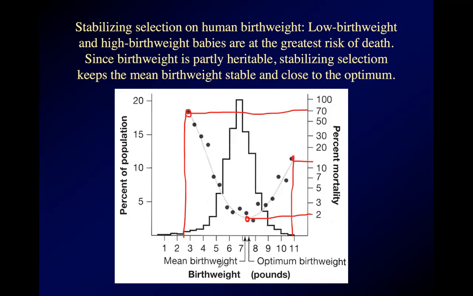And in fact, the mean birth weight is very close to the optimum birth weight, the birth weight that's at the lowest point on this curve. So stabilizing selection is selection against the extremes, favoring the mean.